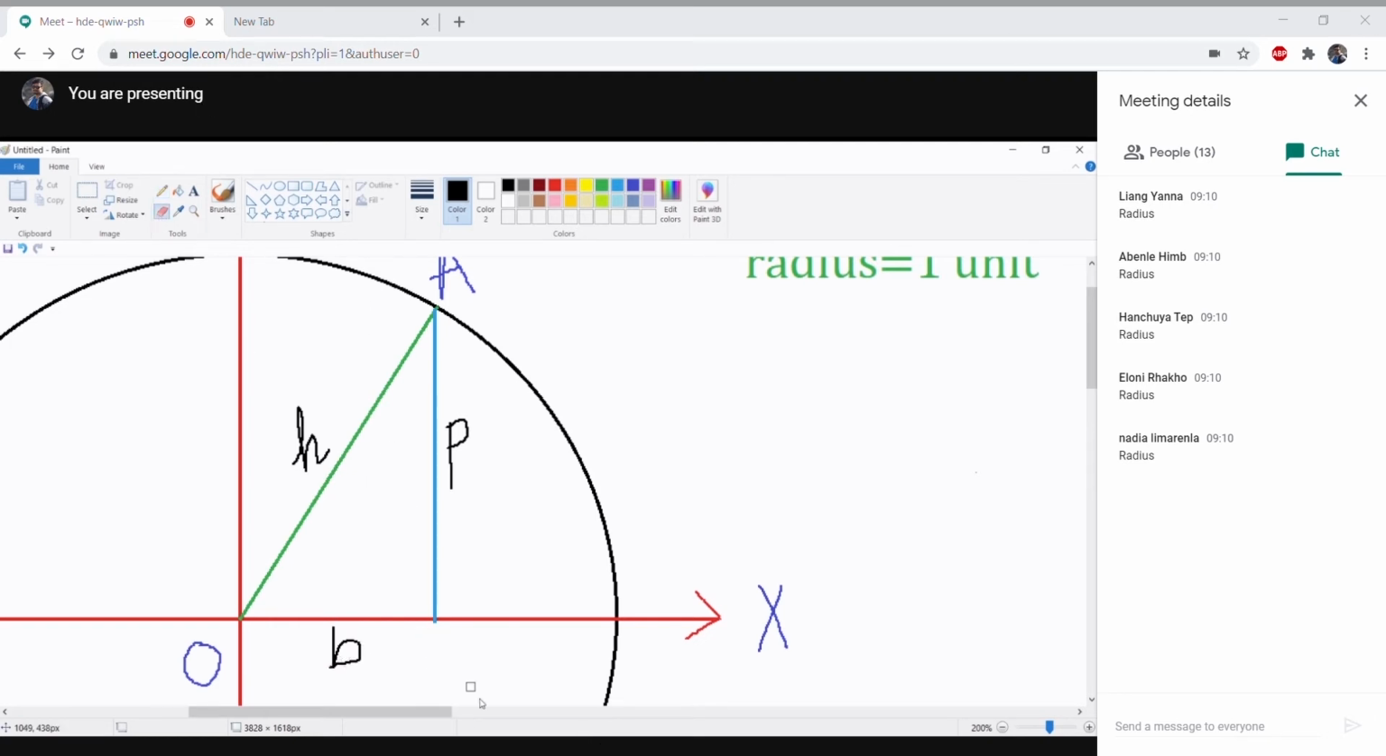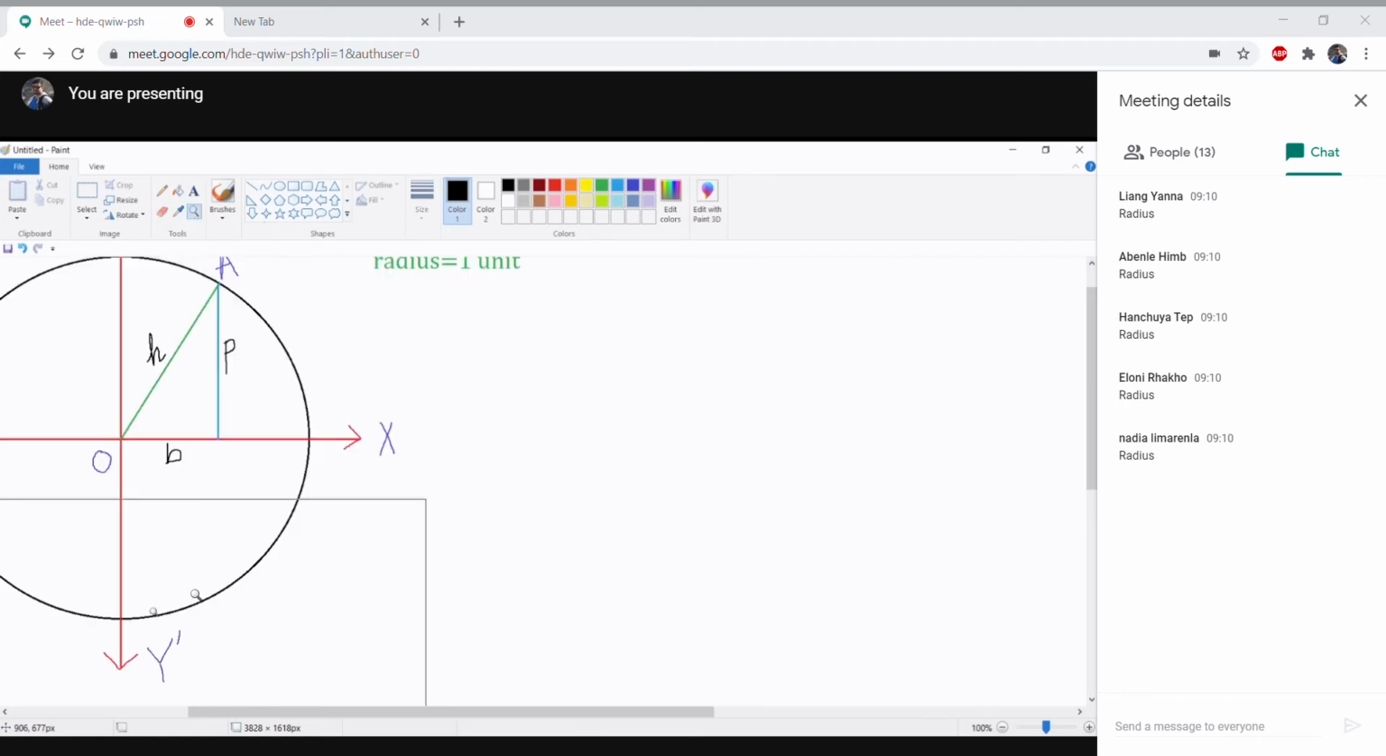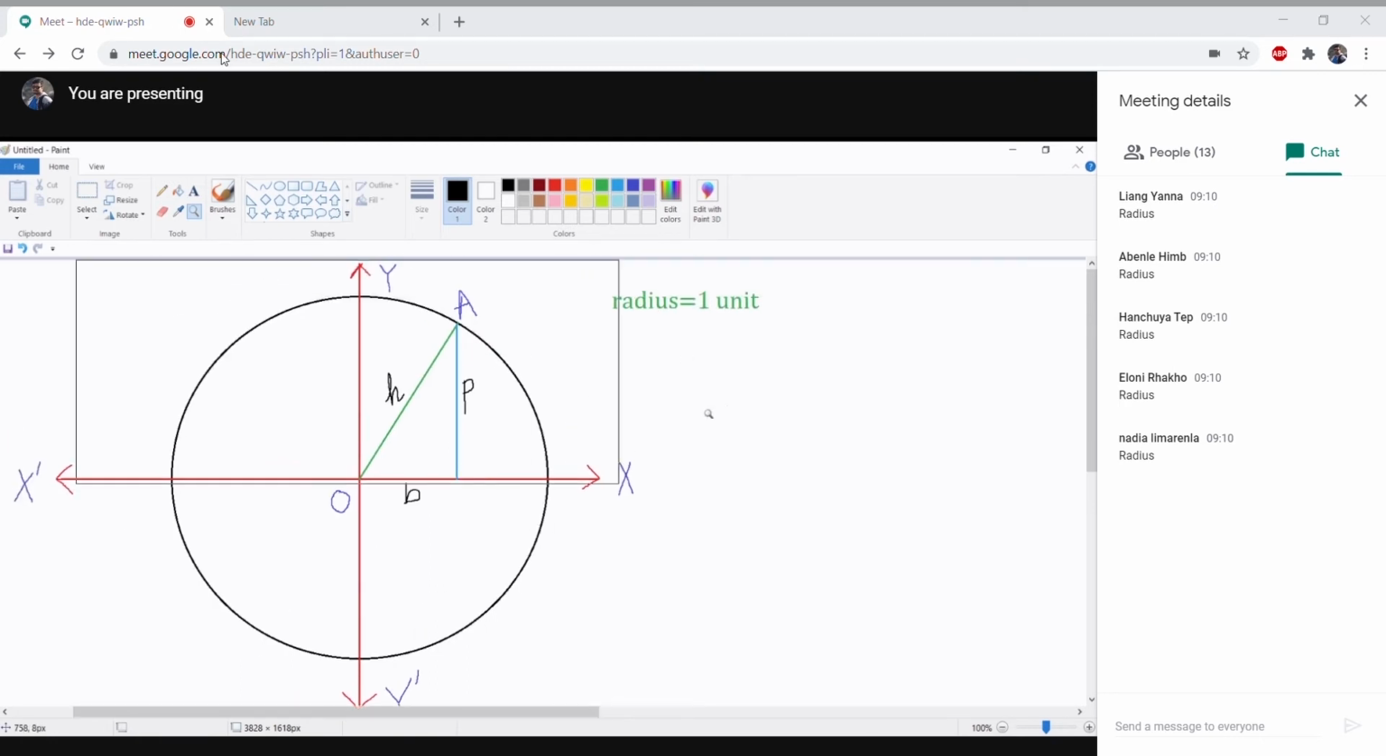Now if I draw the same circle, what kind of triangle is this? This is a right angle triangle, right? Where the hypotenuse is this, the perpendicular is this, and the base is this. Now suppose this is OA, this radius will be this side. Their perpendicular will be different, right? The base will also be different, but the hypotenuse will be the same. Am I clear?